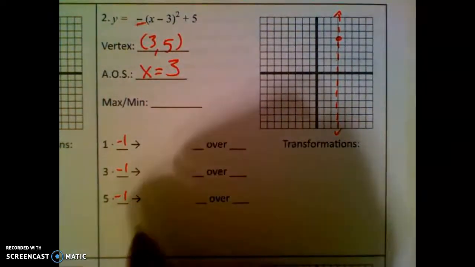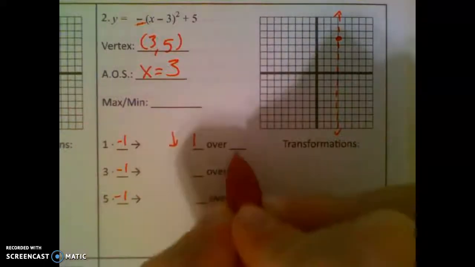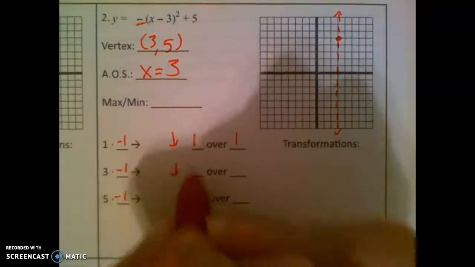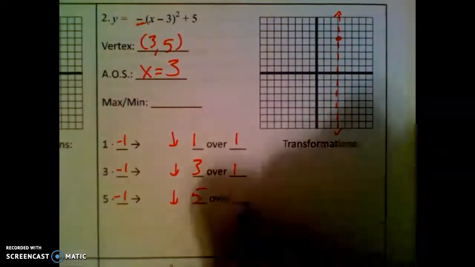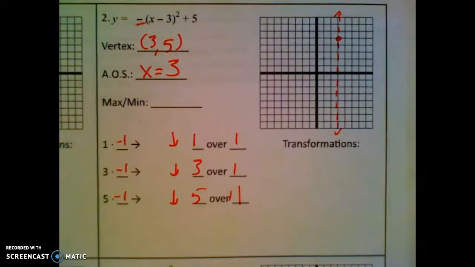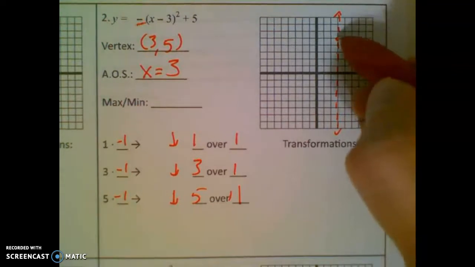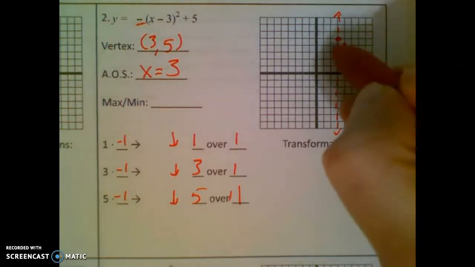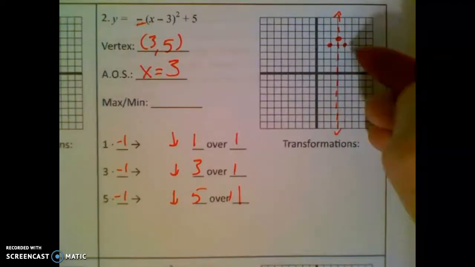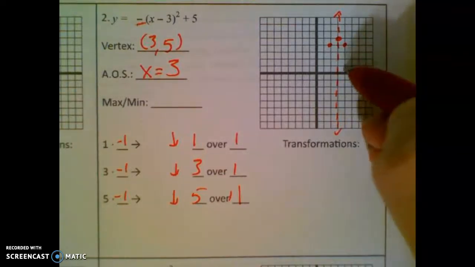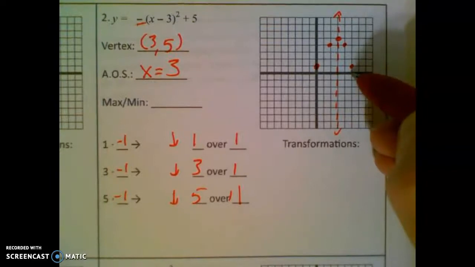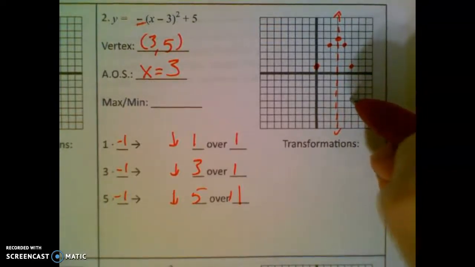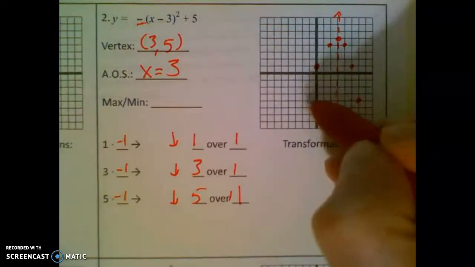So instead of going up, it is going to go down 1 over 1, down 3 over 1, and down 5 over 1, sorry. Okay, so from this point, I'm going to go down 1, and then 1 to the left, and 1 to the right. Okay, from this point, go down 1, 2, 3, go right and go left. And then from this point, go down 1, 2, 3, 4, 5, go right and go left.